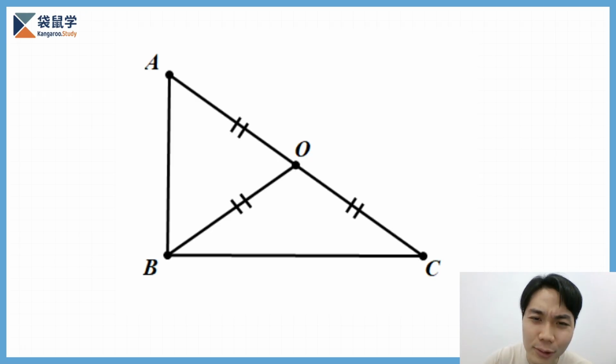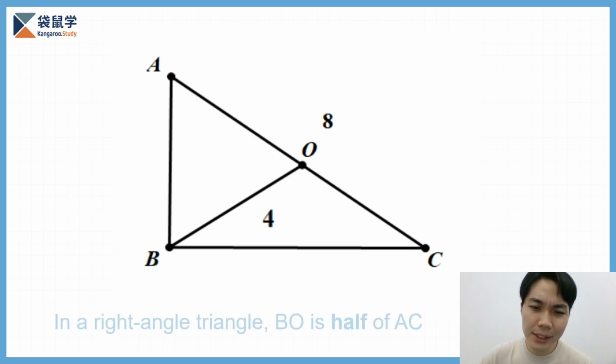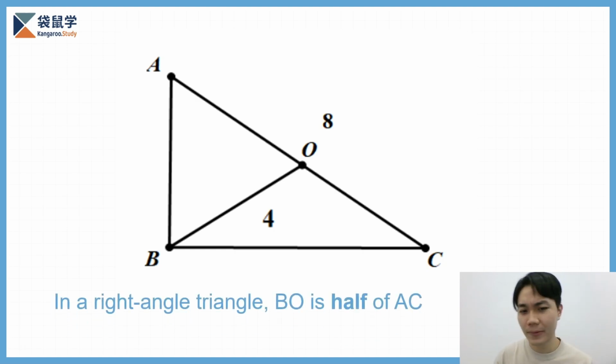Now that we know they are equal, let's test if we know how to apply the knowledge. If AC is 8, then what would the length of BO be? Yes, it will be 4. Perfect. So now let's move on to the next part, and let's summarize quickly: once we have a right angle triangle, BO will be half of AC.